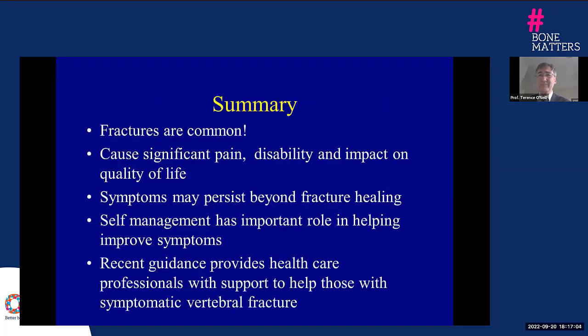So I'd just like to close by summarizing by saying that fractures are common. They cause significant pain, disability, and impact on quality of life. And symptoms often persist for a long period after the fracture is healed. We talked also about the importance of self-management and the role it has in improving symptoms. And also recent guidance should help provide healthcare professionals with the support needed to help those with symptomatic fractures and ultimately improve patient care.